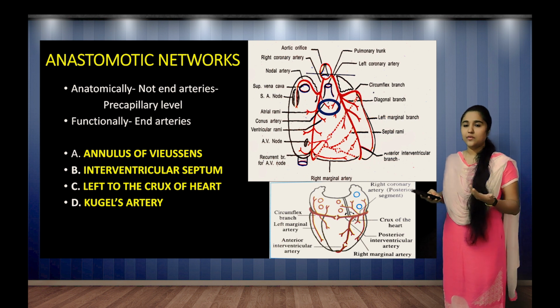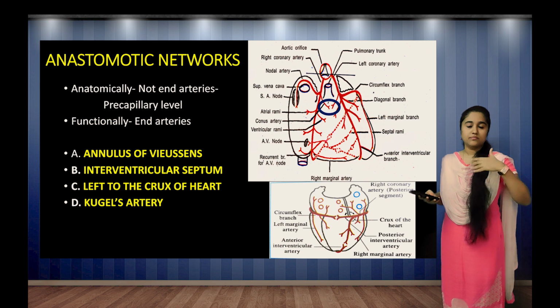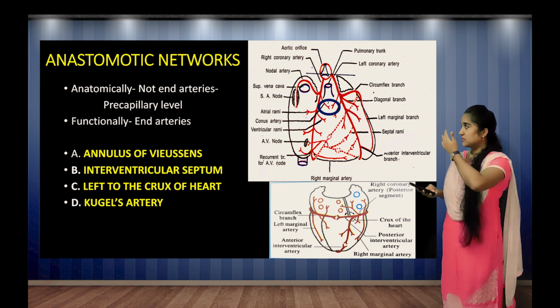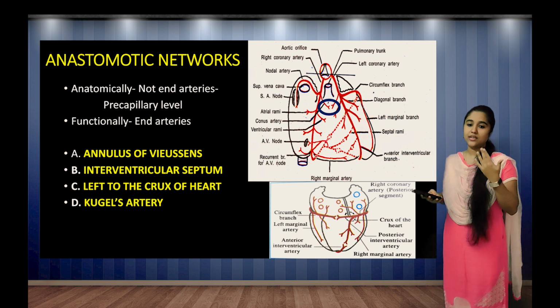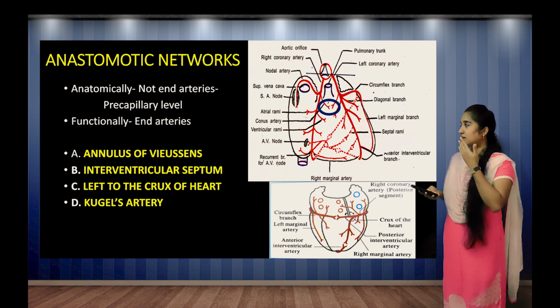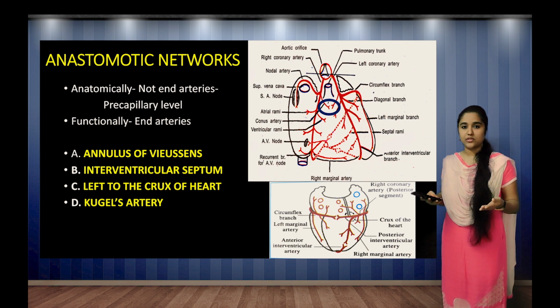Now, next is the interventricular septum. So, you know that there are septal rami supplying the interventricular septum. These arise from both the right and left coronary arteries. Next is just left to the crux of the heart. You can see in the bottom figure, just left to the crux of the heart, what will happen? The right coronary artery will get anastomosed with the circumflex branch of the left coronary artery. There is a usual anastomosis occurring.